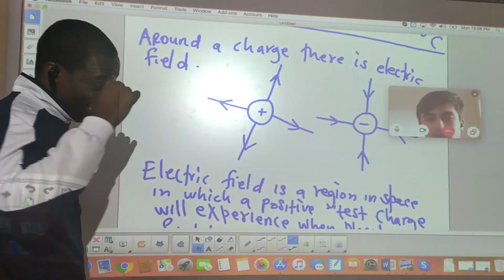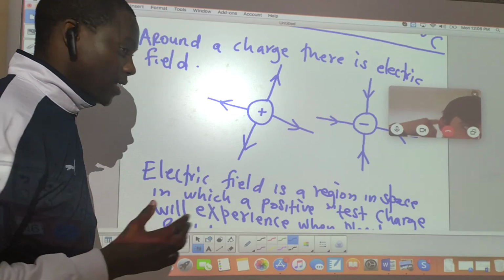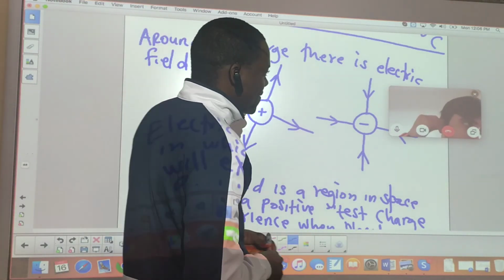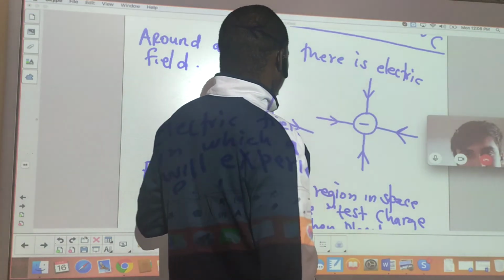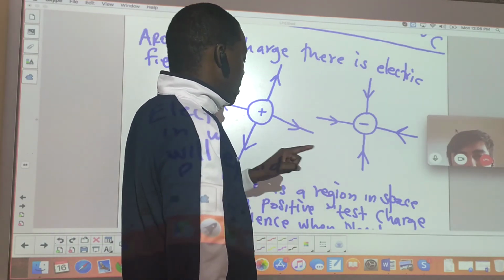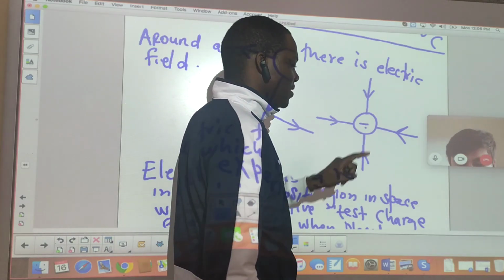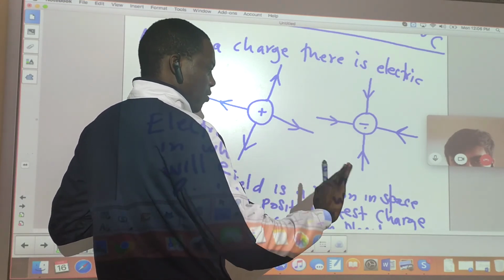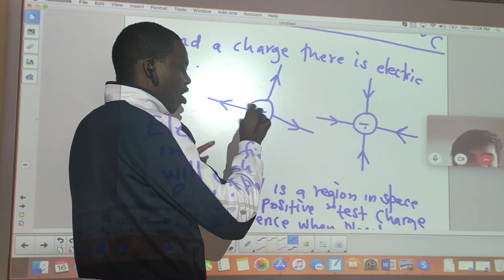Now, a question is, what is around the charge? That's the question. Now, around the charge, there is what we call an electric field. What is an electric field? Now, before that, as you can see, this is positive and this is negative, right? They are separate from each other. Now, this is how the electric field is arranged.